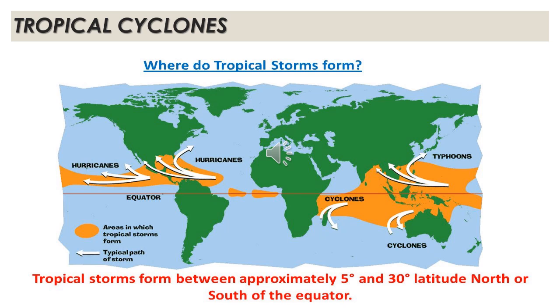Tropical cyclones often cause heavy loss of life and property in the coastal region, but they become weak after reaching the land mass.